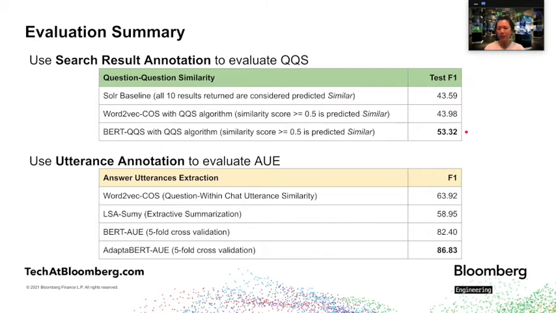As you can see, the BERT QQS similarity model improves upon the Solr baseline by about 9 points F1 score, indicating it can select highly similar historical questions. For the AUE subtask, we use the utterance annotation we talked about, and the similarity model is performing at 64% F1 score. And the extractive summarization LSA-based method is performing worse. And for the supervised method, we are achieving a high F1 score, 87%. And the domain adaptive fine-tuning accounts for more than 4 points F1 score.